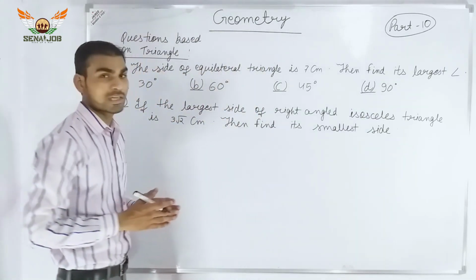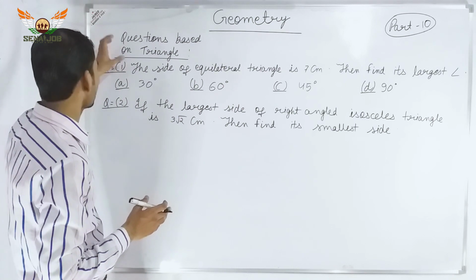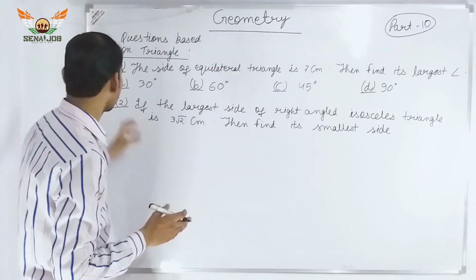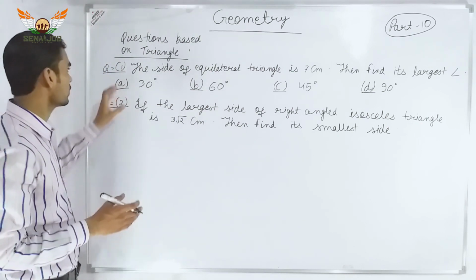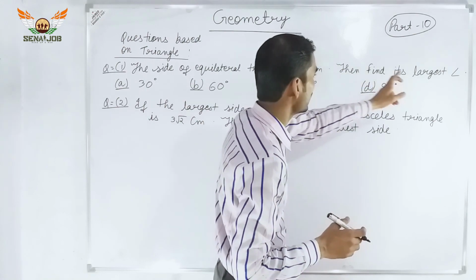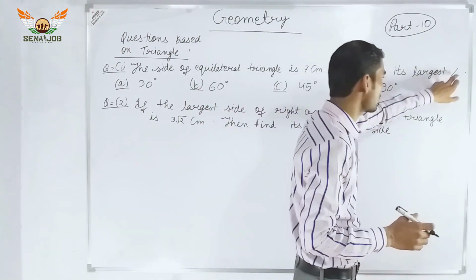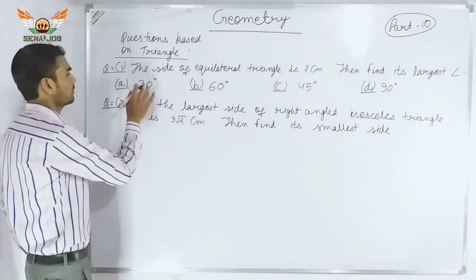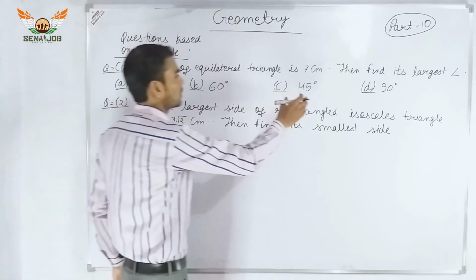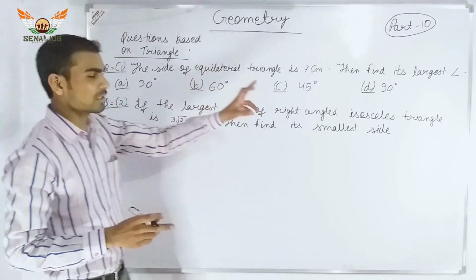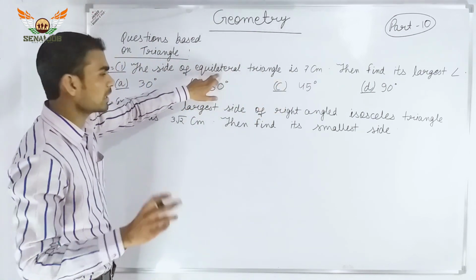So today we are going to start our questions based on the topic of triangle. Okay, so let's see question number 1. Question number 1 is: the side of an equilateral triangle is 7 centimeter, then find its largest angle. This is the symbol for angle. Now these are the options given: 30 degree, 60 degree, 45 degree and 90 degree. Now you have to tell which is the largest angle in an equilateral triangle.